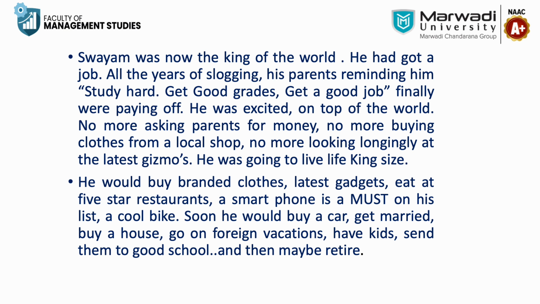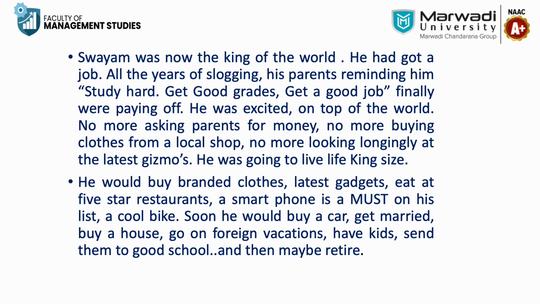Okay, moving ahead. He would buy branded clothes, latest gadgets, eat at five-star restaurants. A smartphone is a must on his list, and a cool bike. Soon he would buy a car, get married, buy a house, go on foreign vacations, have kids, send them to school, and then maybe retire. This is the definition of a perfect life. Not just Swayam, but this is what all of us aspire to do.